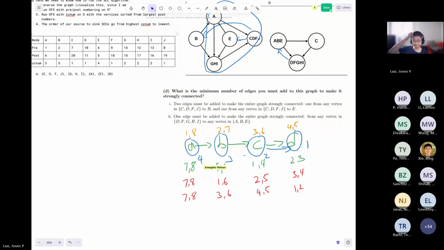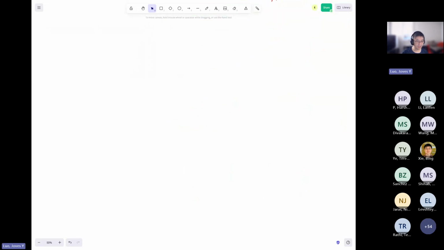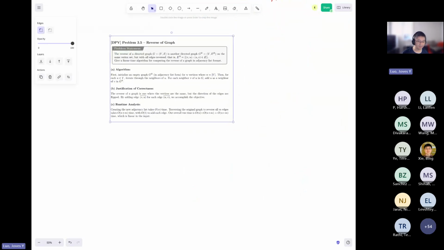Okay. All right. Let's go to the next problem. So the next question is, how do we reverse a graph?